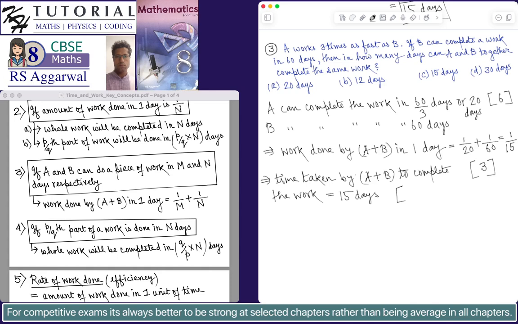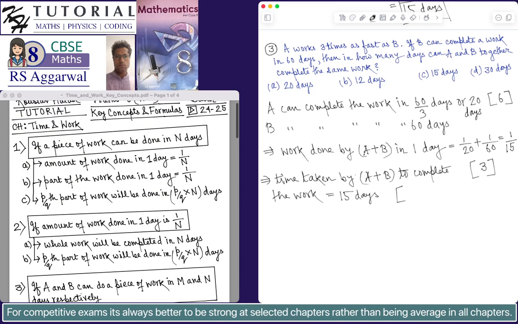So the concept applied here is not exactly 1B but the reverse of it. The concept 1B says that if a piece of work can be done in n days, then the part of the work done in one day is 1 by n. The reverse of concept 1A is that if the amount of work done in one day is 1 by n, then the whole work will be done in n days. So 15 days is the answer, and hence the correct choice is C.